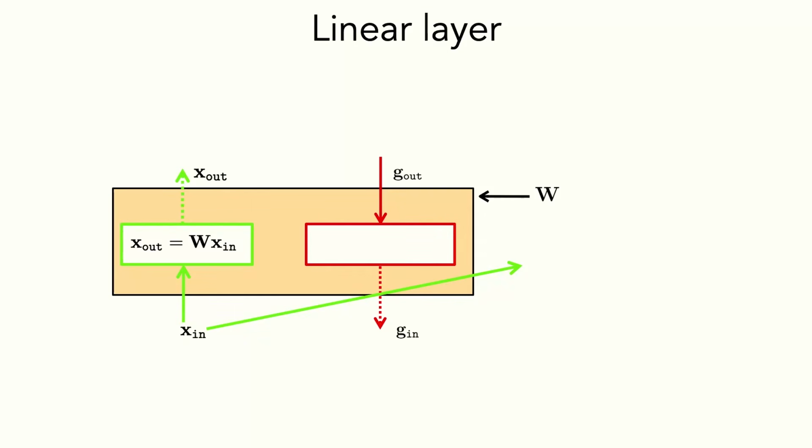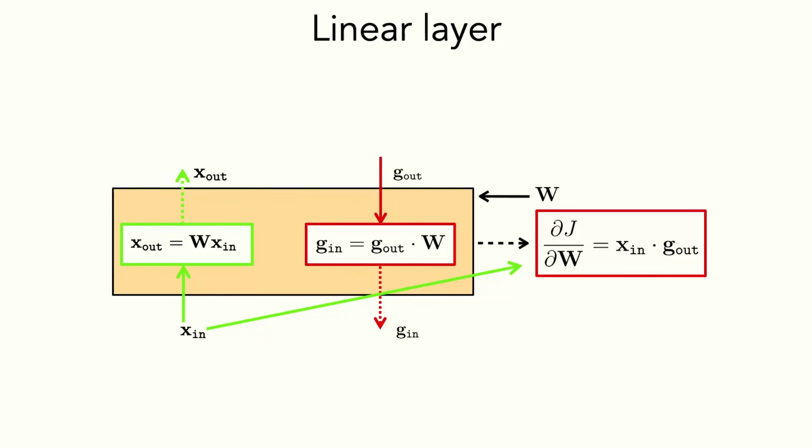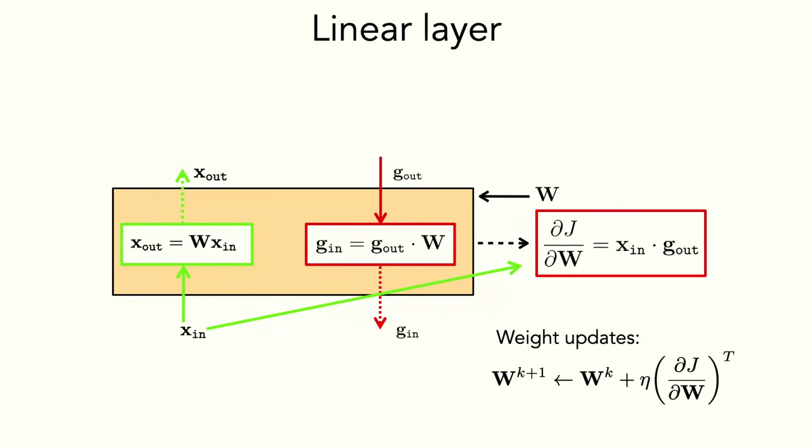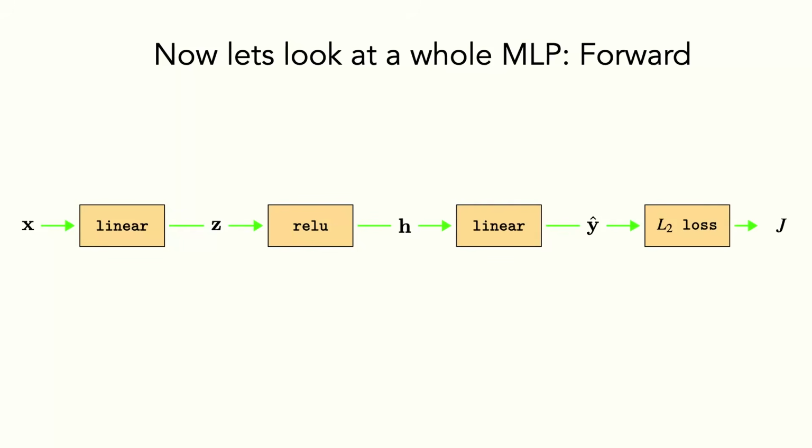All right, so cheat sheet for a linear layer. The output is equal to the weights times the input. The gradient in is equal to the output gradient times the weights. And the update to the weights is equal to the input times the output gradient. Then you actually do that update by adding in the direction you want to move in, multiplied by your learning rate.